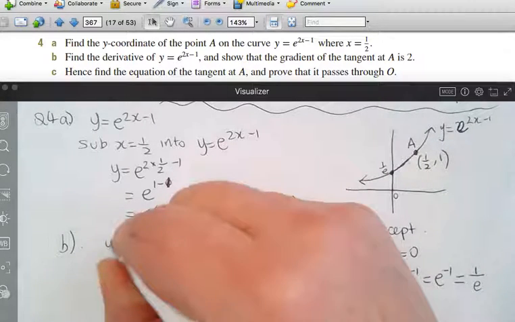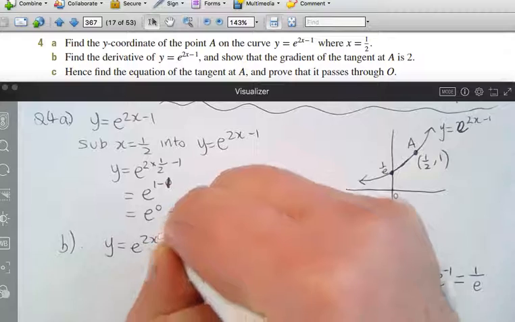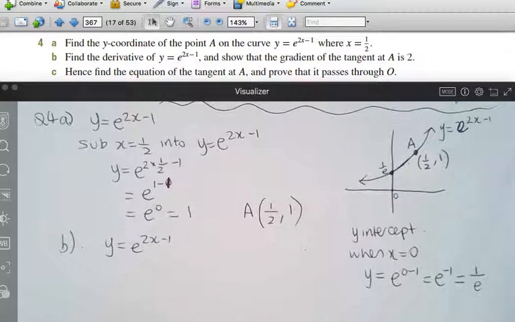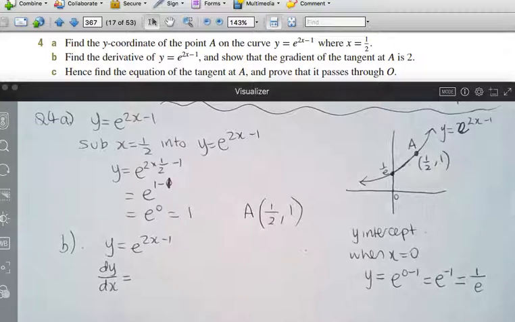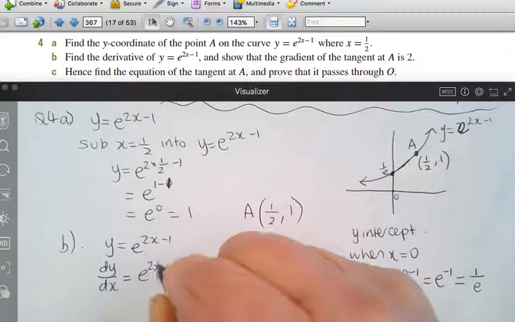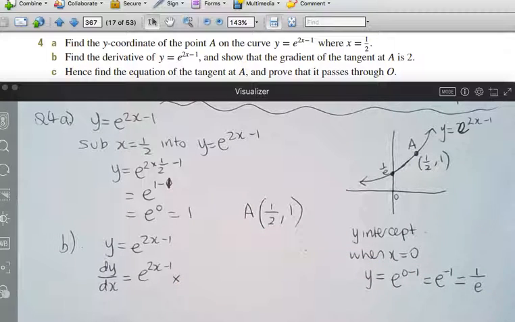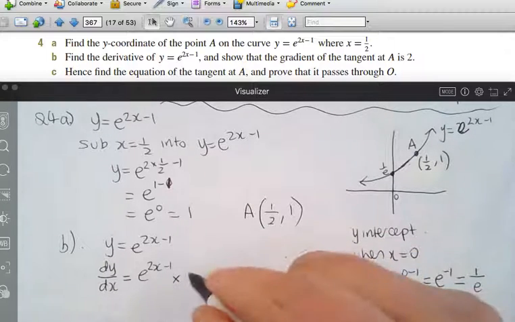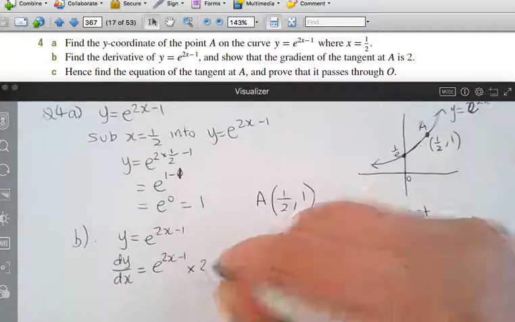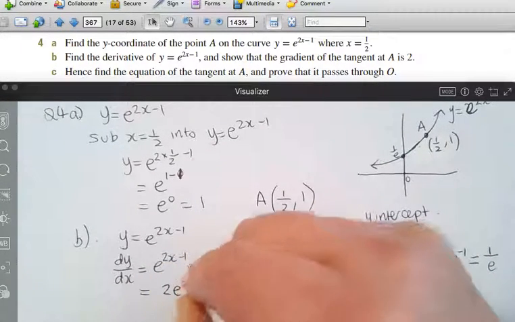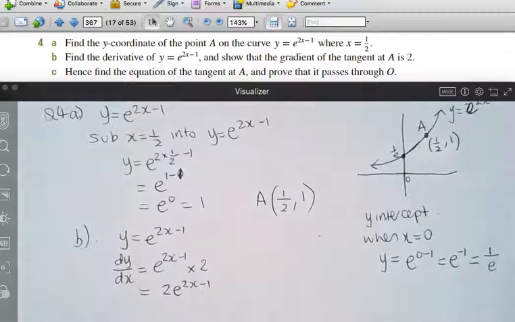So what do I do? y is e to the 2x minus 1. Gradient of tangent. What do we do? Differentiate. You always differentiate to find the gradient. So how do you do that? How do you differentiate that? You write it out. It's the same thing times, but that's a function up there. So differentiate the 2x minus 1. So the derivative is 2e to the 2x minus 1. Now what do I do?